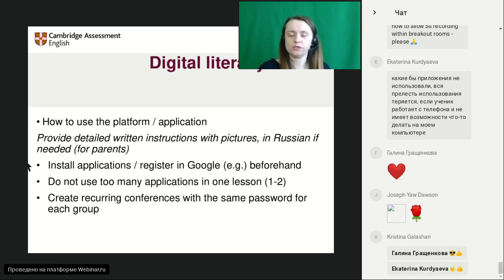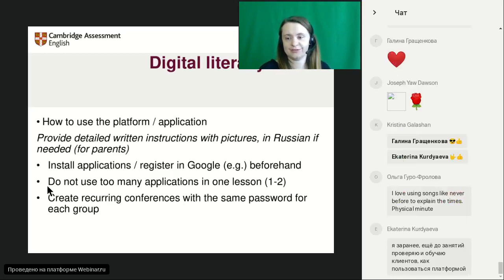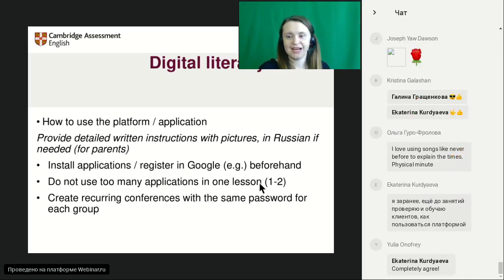If you want your students to use some applications, like Google Docs, for example, ask them to install this application and register beforehand. Don't do it during the lesson. It will take too much time. You will lose the dynamics. Again, I can't emphasize that more. Do not use too many applications. One, maybe two. That's more than enough.